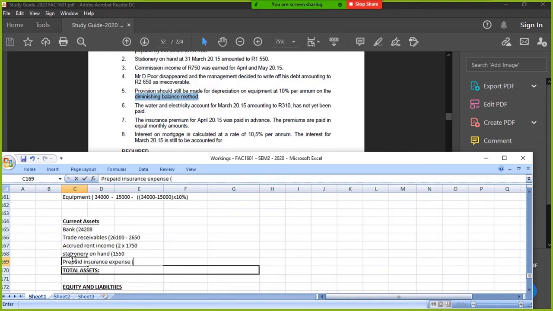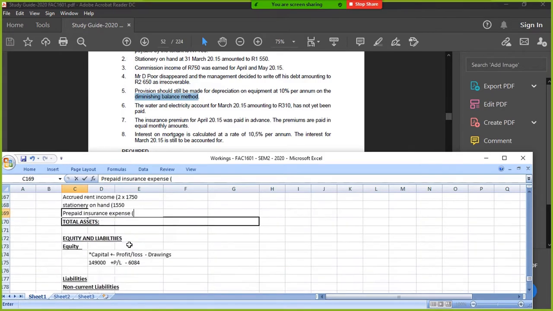Prepaid insurance expense, what is it? Okay, we need to work it out. The insurance premium for April was paid in advance. The premiums are paid in equal monthly installments or amounts. So my insurance amount, in other words, this amount here, where is it?